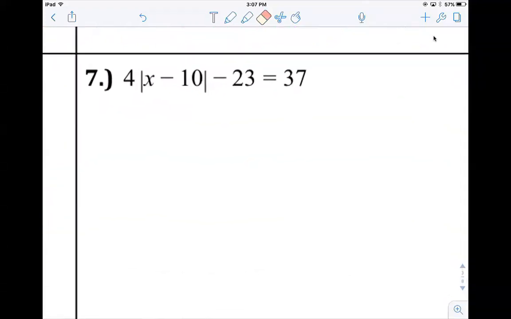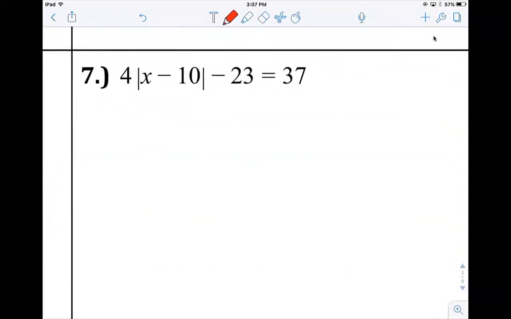For number 7, same deal. We are going to try to get this absolute value by itself first. So again, there's a lot of stuff going on. We want to get that alone. So we're going to start by adding 23 to both sides.